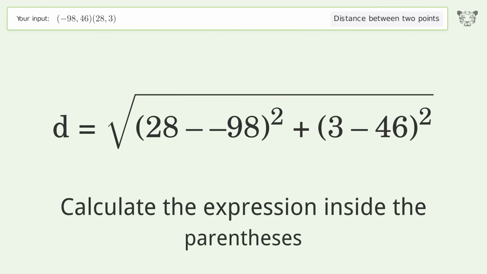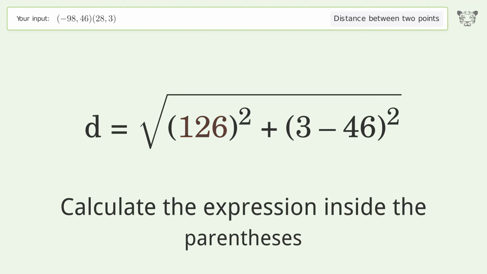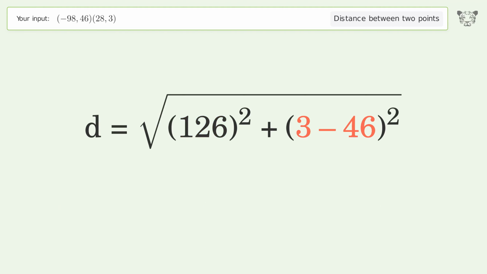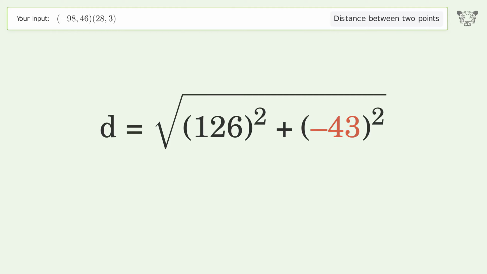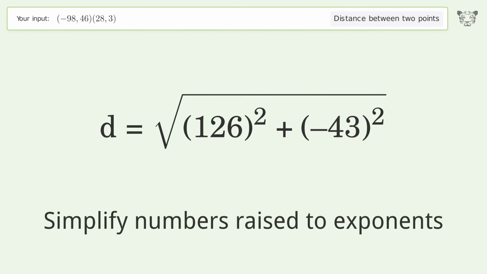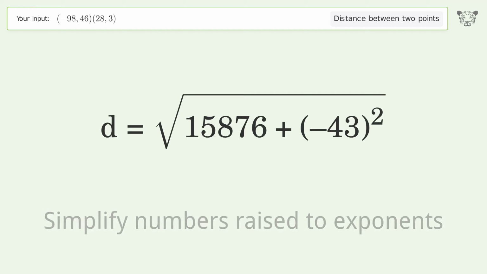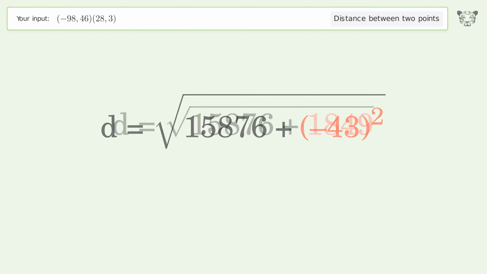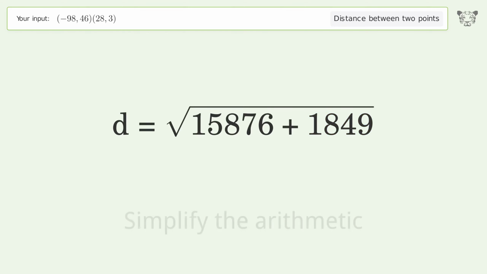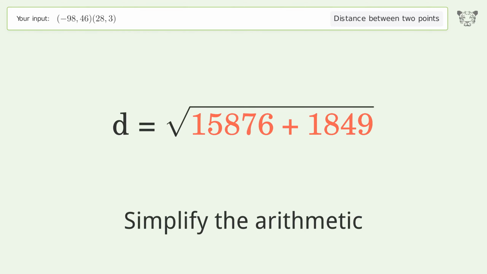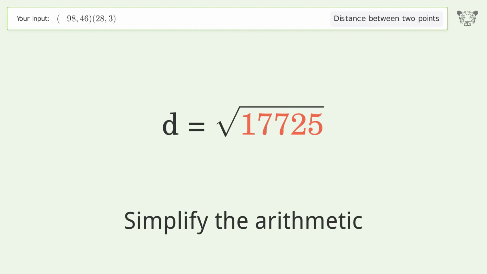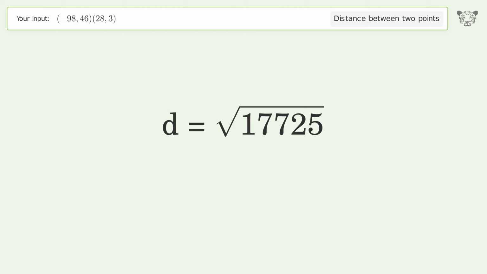Calculate the expression inside the parentheses. Simplify numbers raised to exponents. Simplify the arithmetic. And so the distance between the 2 points is the square root of 17,725 or 133.135.